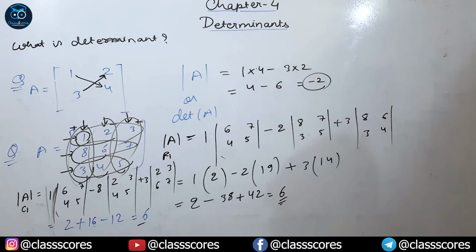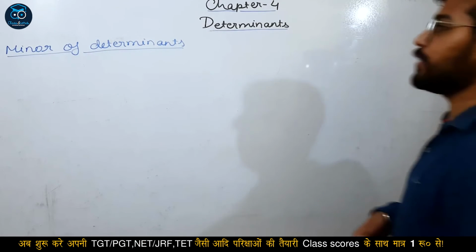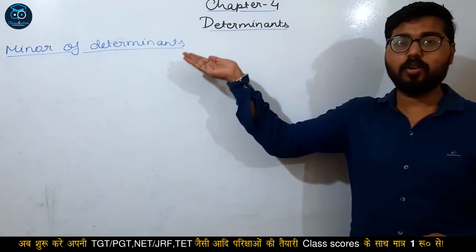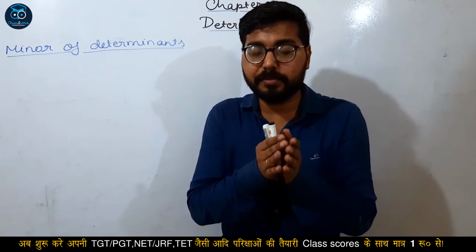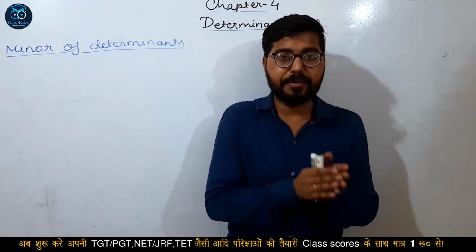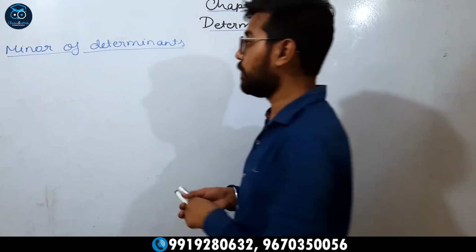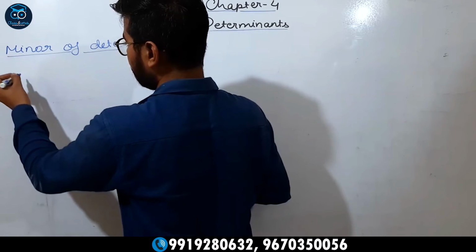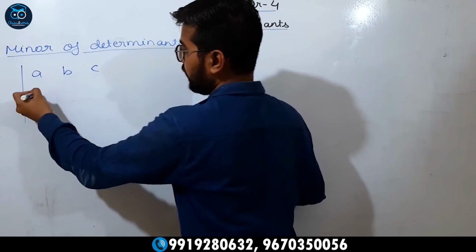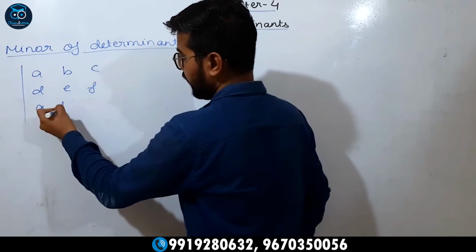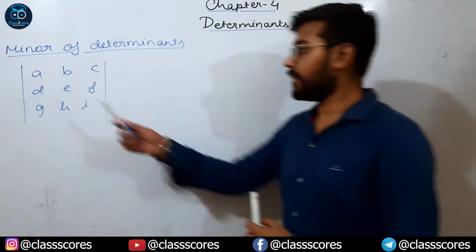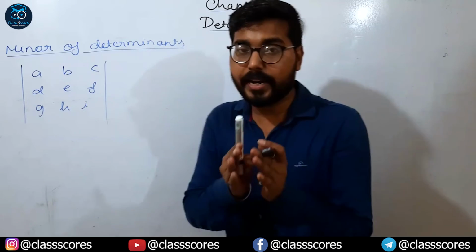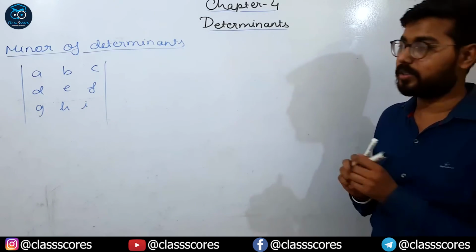Now after that we will move further towards the minor of any determinant. Okay, now moving towards this topic, that is minor of determinants. Minor, it is clear by its name. Minor of any matrix means we need to divide the matrix into some small parts. Suppose a matrix A is given: A, B, C, D, E, F, G, H, I. We need to find the minors. Here 9 elements are there, so 9 minors are possible for this matrix.